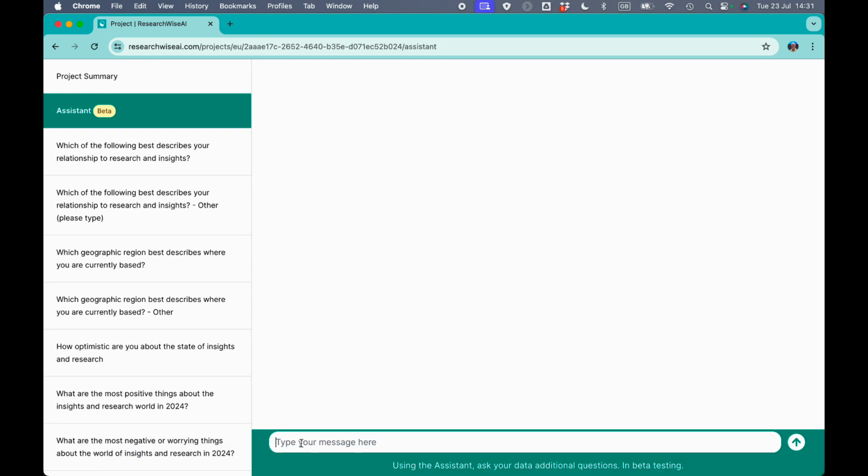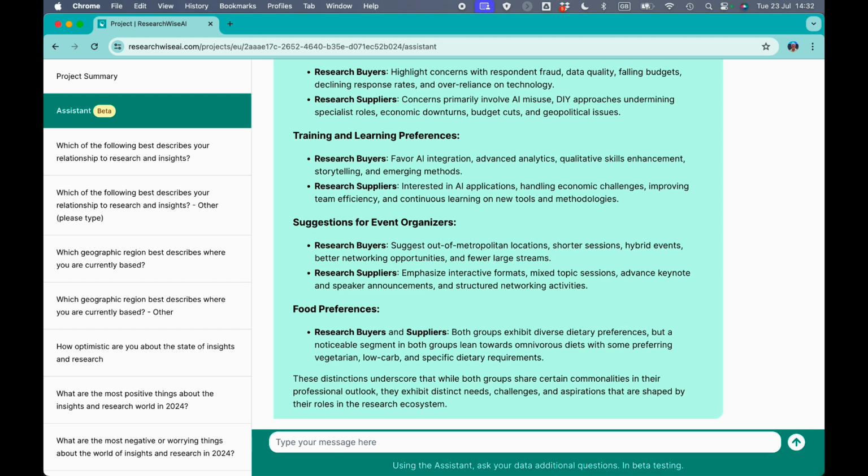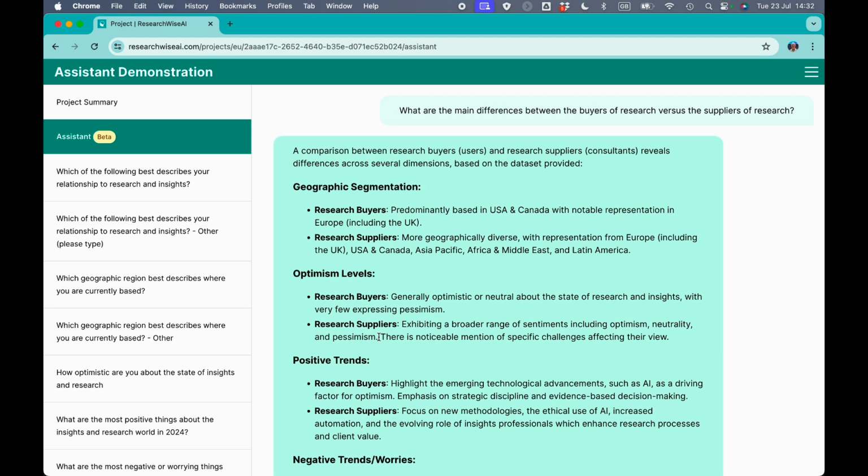But what I want to talk to you about is this, the new beta version, where you can type in additional questions, additional to that original business question, and explore the data. So in this case, I'm typing in, what are the main differences between the buyers of research versus the suppliers of research? And it goes away and it has a think, and then it comes back with some text about that answer.